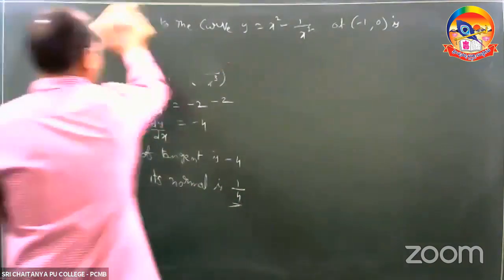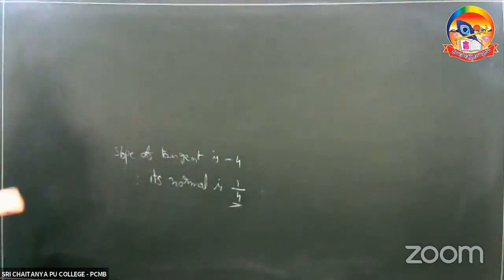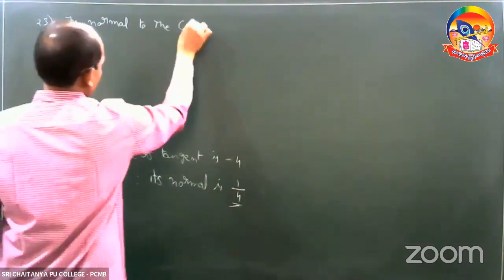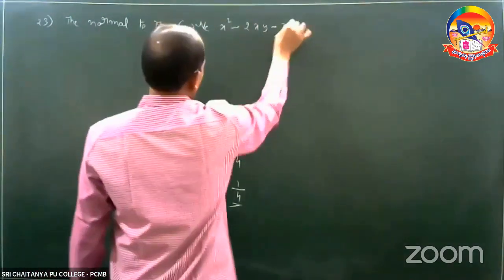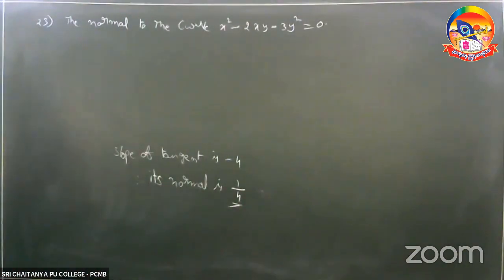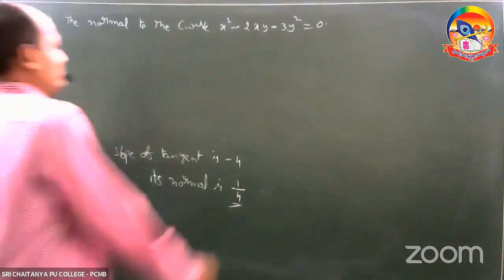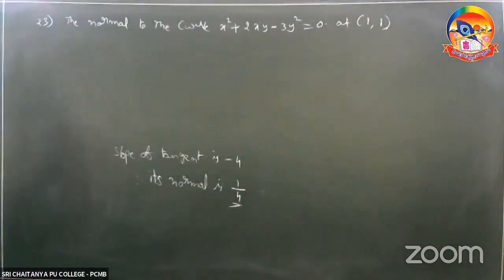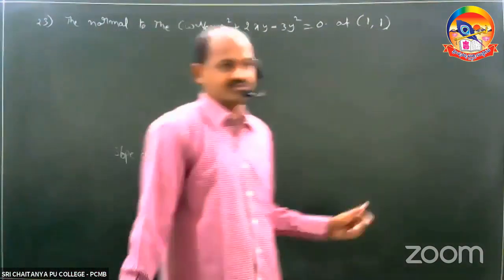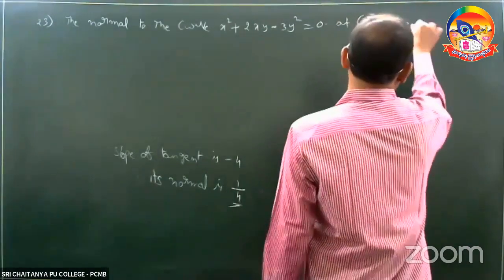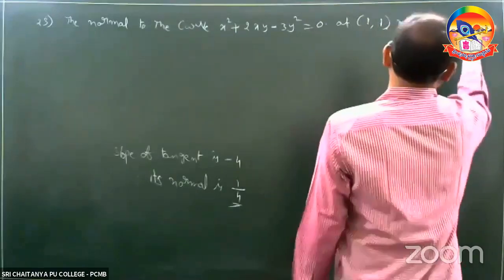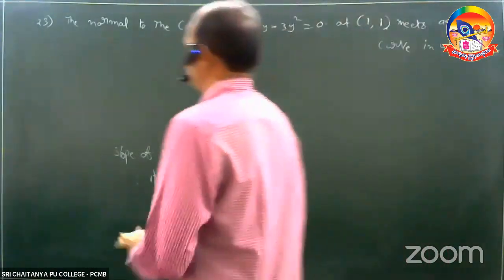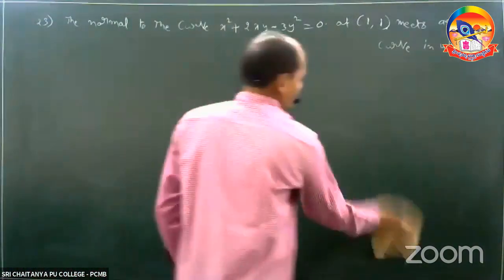Okay, right. Next question. The normal to the curve x square minus 2xy minus 3y square equal to 0 at 1 comma 1 meets the curve again in which quadrant?